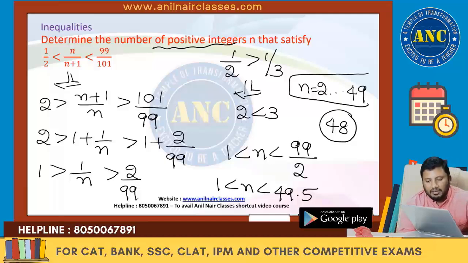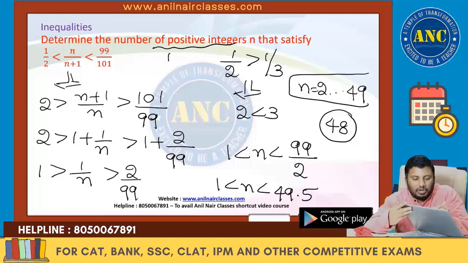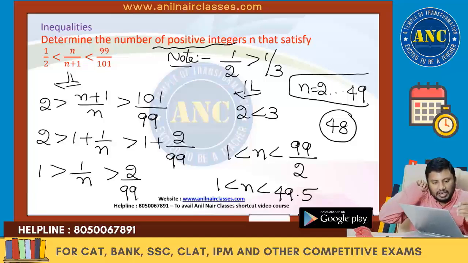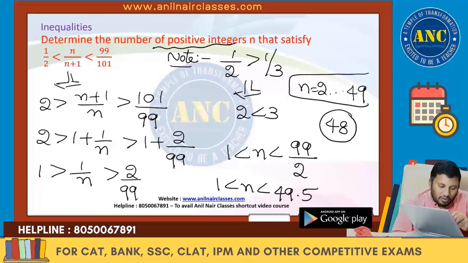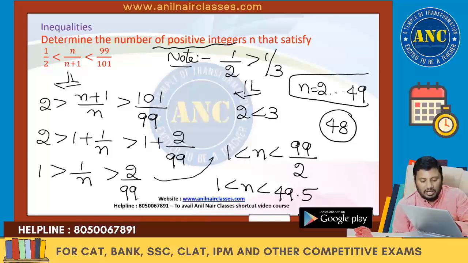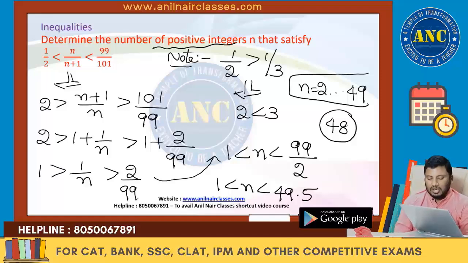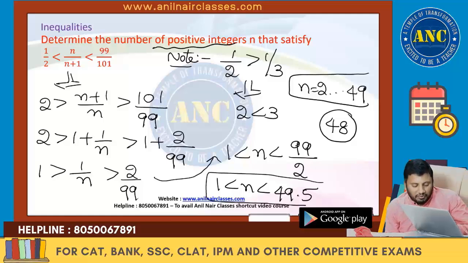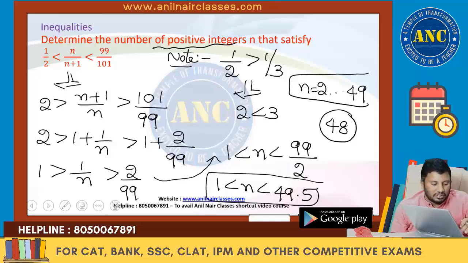If I look at the notes, 1 by 2 greater than 1 by 3, so this is nothing but 2 is less than 3. Interchange the numerator with the denominator. 2 greater than n plus 1 by n greater than 101 by 99. 2 greater than 1 plus 1 by n greater than 1 plus 2 by 99. Subtracting 1, 1 greater than 1 by n greater than 2 by 99. Again interchanging, 1 less than n less than 99 by 2, 1 less than n less than 49.5. n will be from 2 to 49, 48.